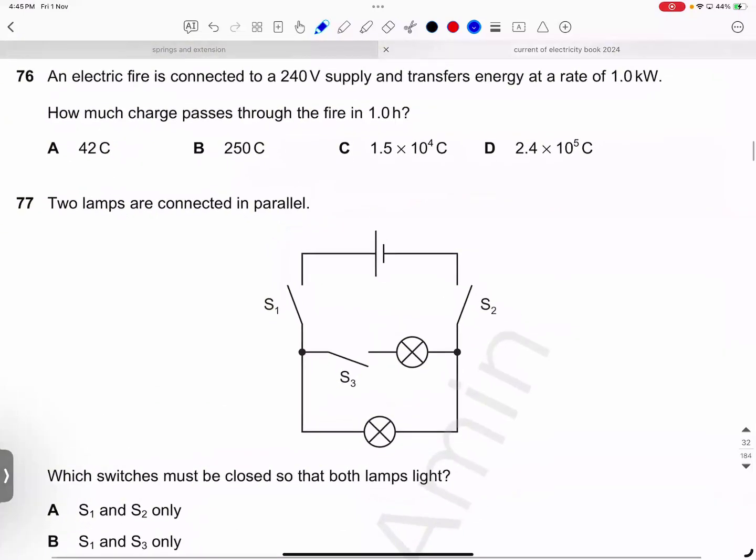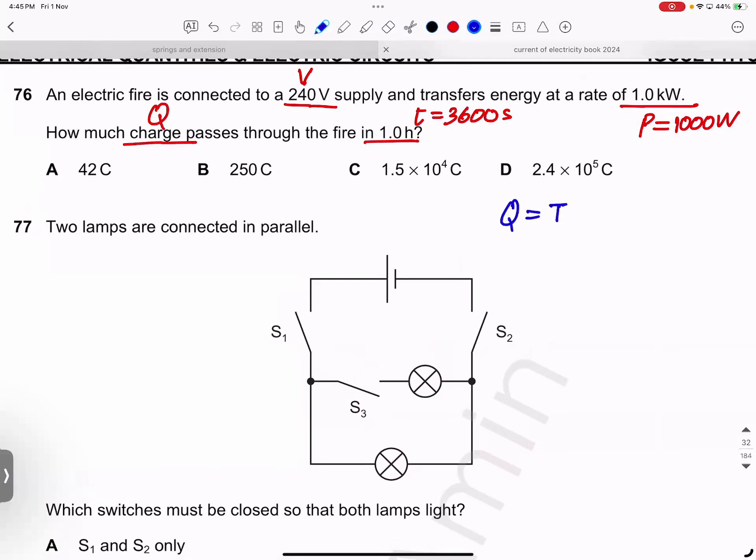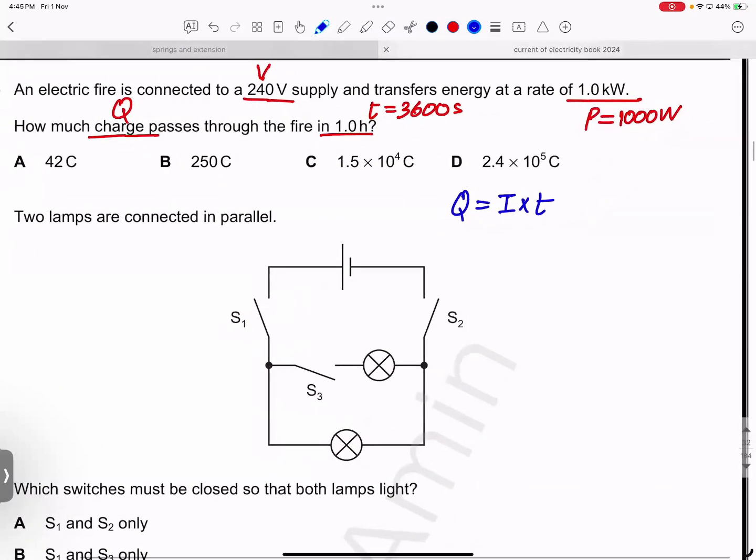Question number 76. An electric fire is connected to a 240 volt supply and transfers the energy at a rate of 1 kilowatt. Voltage you have is 240. Kilowatt, power is 1000 watt. Time, 1 hour, 3600 seconds. How much charge passes? Charge formula is Q equals IT. Problem is we don't have I, current. So let's find the current first.